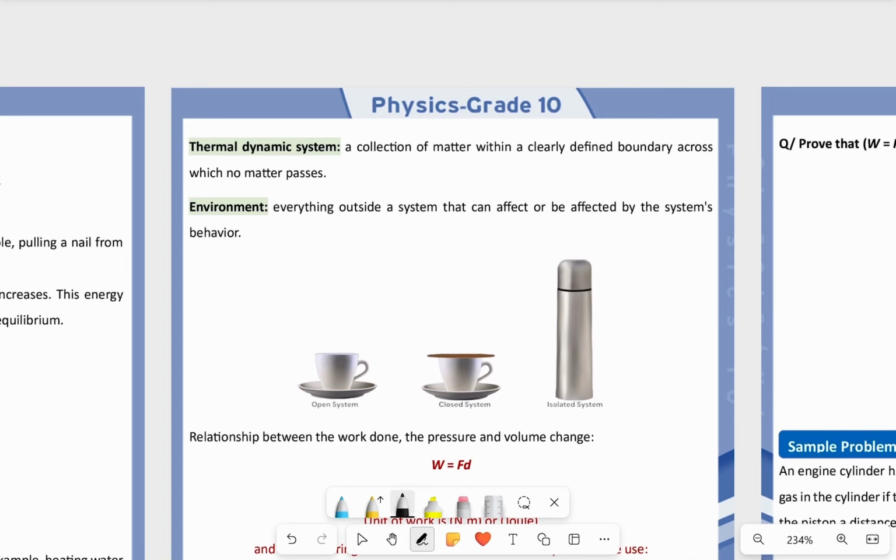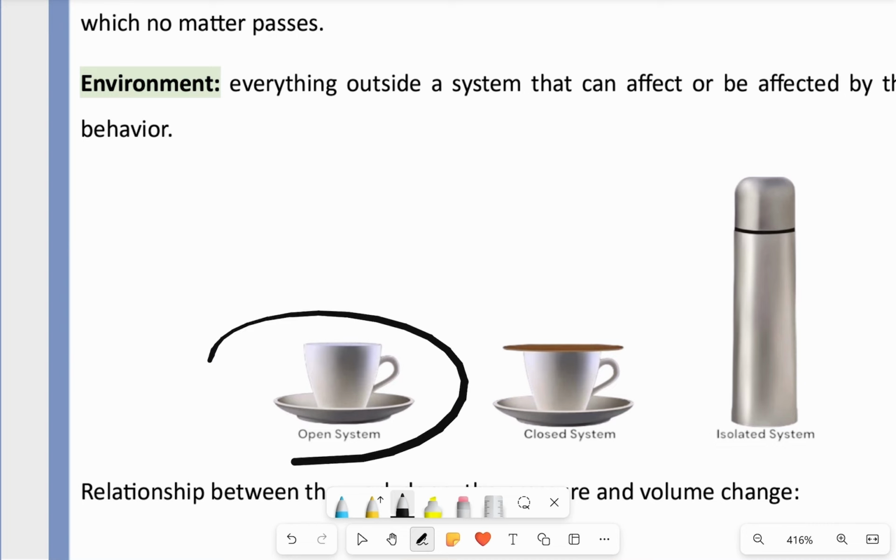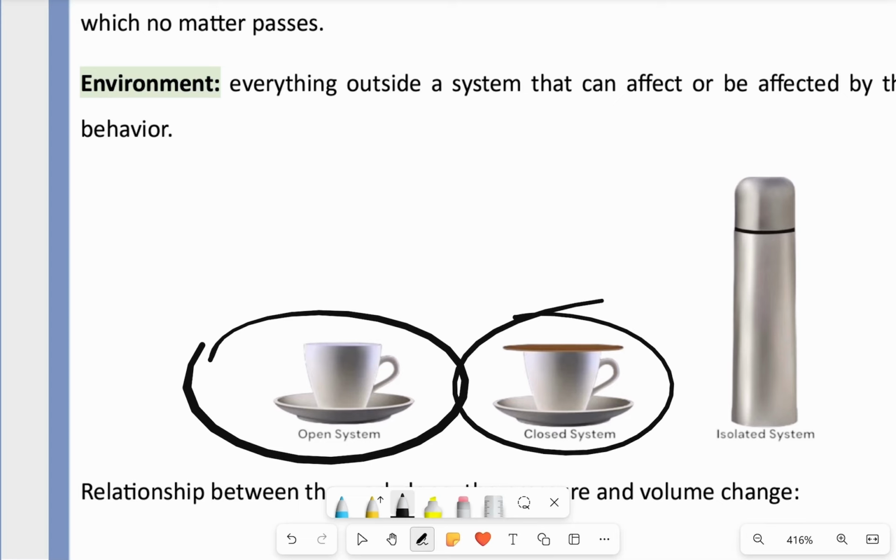Environment is basically anything that can affect the system's behavior. For instance, if you open the door of a refrigerator, you're basically affecting the system's behavior. We have three systems. Open system, for instance, while you are boiling water in a kettle. In open systems, there's going to be energy transfer and also matter transfer too. And you also have closed systems. In closed systems, there is only one exchange, which is the exchange of energy.